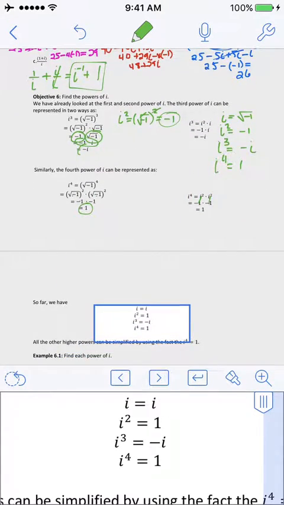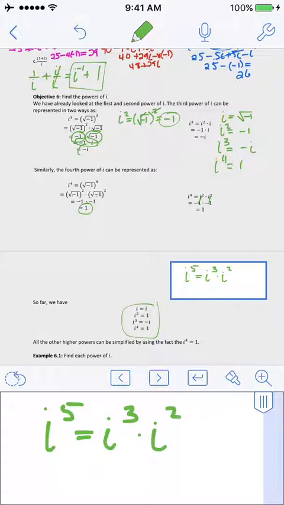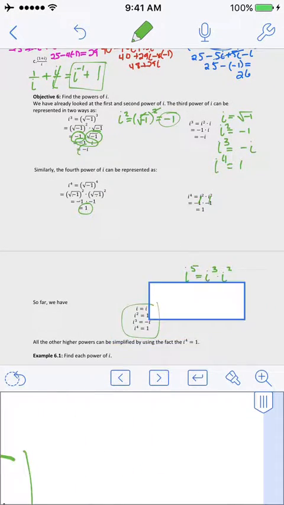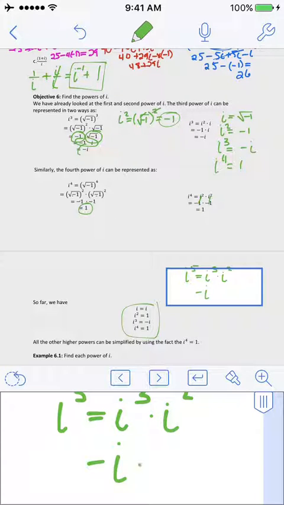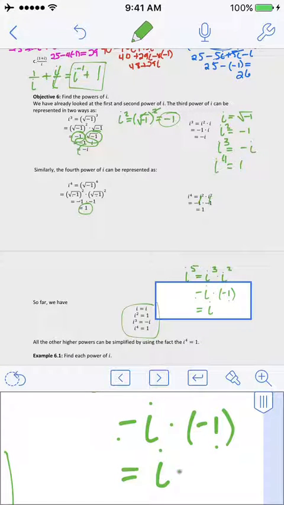After that, it just repeats over and over again. I'm going to prove it to you. i to the fifth, I can break that into i to the third times i squared, right? i to the third I know is negative i, times i squared is negative 1. A negative times a negative is a positive i, that's the same thing as i to the first. So I've got i again.